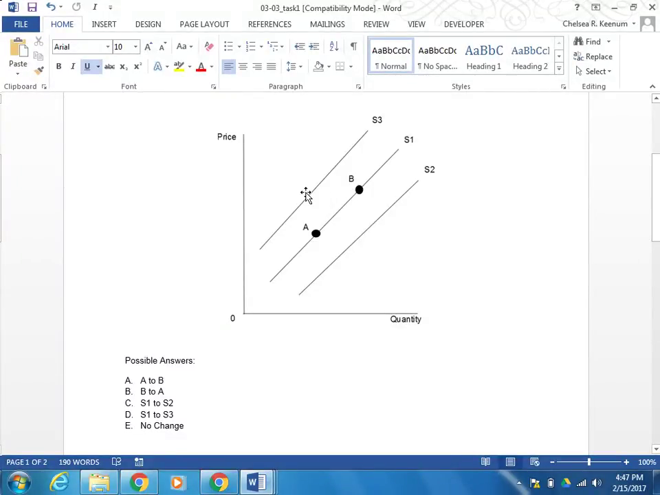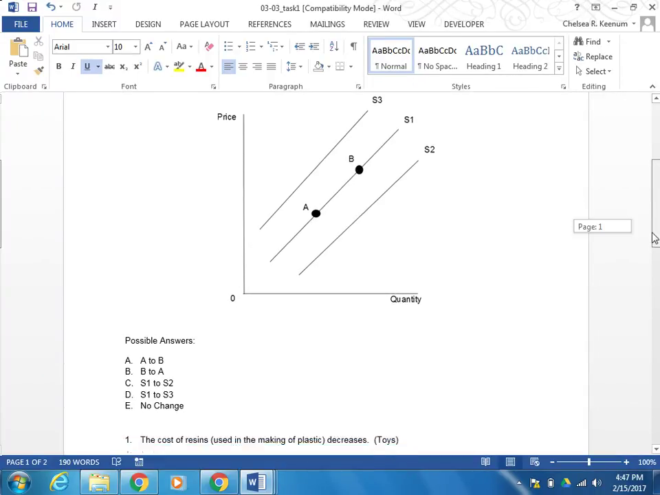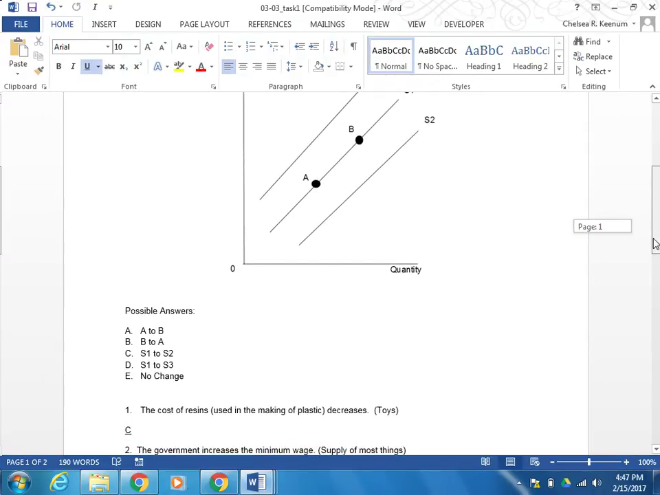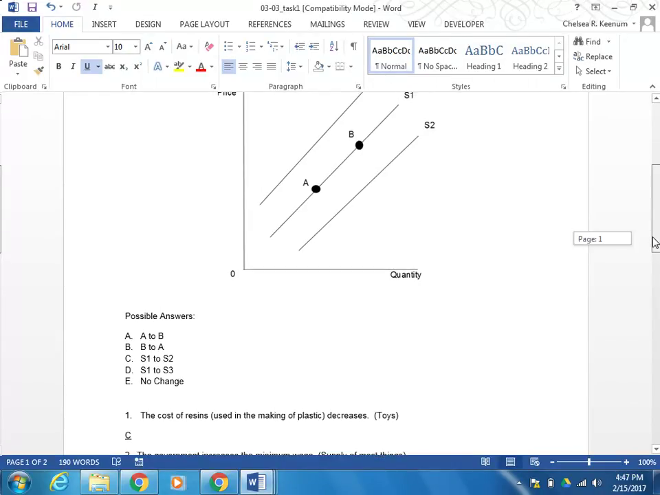Okay, number 2, the government increases the minimum wage, the supply of most things. What's going to happen? That's going to be D, and that's going to be a decrease, and I'll tell you why. Let's look at our supply notes. Let's look at a decrease in supply. Government regulations on a business is increased, and minimum wage is a government regulation. And what's going to happen is employers are now having to use more money to pay employees instead of putting that money into producing their product. So that's why the supply is going to decrease.